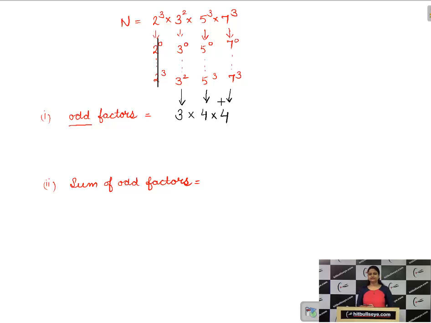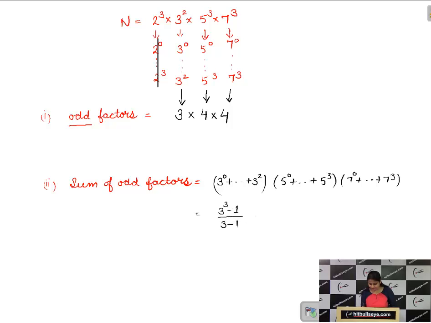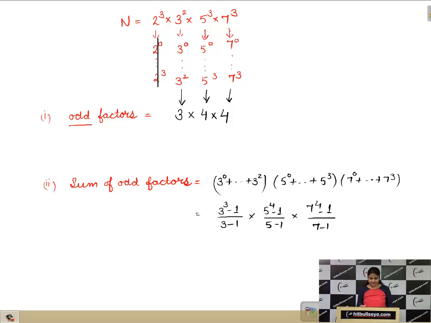Now coming to sum of odd factors, the same logic we will apply. We will take again the permissible powers and their addition and further their multiplication. So it will be 3 raised to power 0 sum up to 3 square, 5 raised to power 0 sum up to 5 cube, 7 raised to power 0 sum up to 7 raised to power 3. So it will be (3 cube minus 1) upon (3 minus 1) into (5 raised to power 4 minus 1) upon (5 minus 1) into (7 raised to power 4 minus 1) upon (7 minus 1), and that is the answer. Let us move to next question.